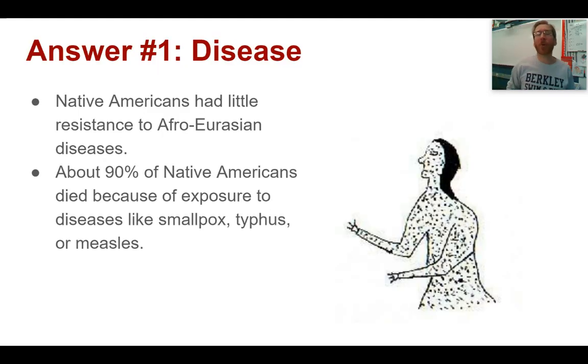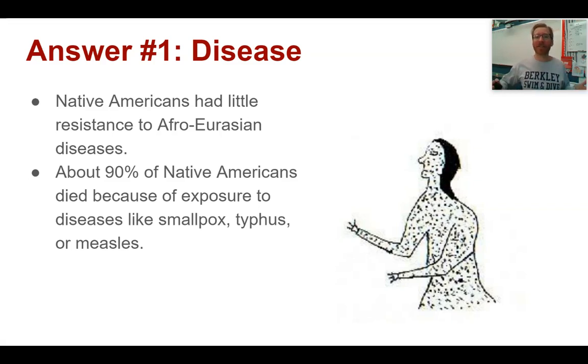Well, there are four answers we're going to talk about, but number one is definitely number one, and that is disease. See, Native Americans had very little resistance to Afro-European diseases. And following the introduction of these diseases to the Western Hemisphere, about 90% of Native Americans died from exposure to these diseases. That is devastating, right? 90% of a population is a massive chunk to have died from disease as the primary cause.